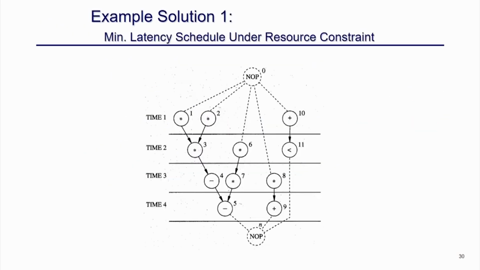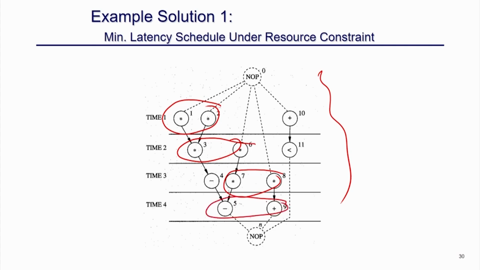So, this is the solution I am going to get if you solve all these constraints. You can see here that I am getting the optimum solution that we discussed in the last class, because I have 2 multipliers and 2 adders. I am able to execute everything with 2 multipliers and 2 adders, still getting 4 times 10, which is the minimum possible value.